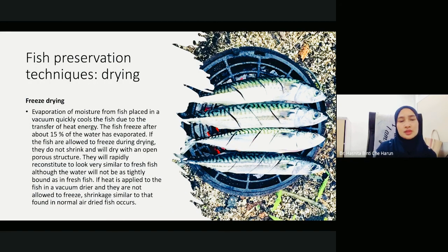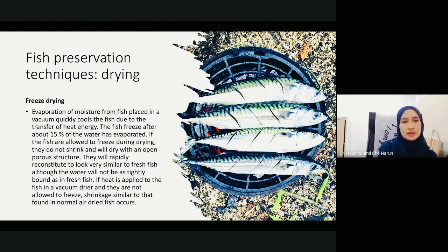Okay, so this is the modern method of drying. You could adopt freeze drying. So from the freeze drying, you take out about 15% of the water content in the fish by evaporation process.